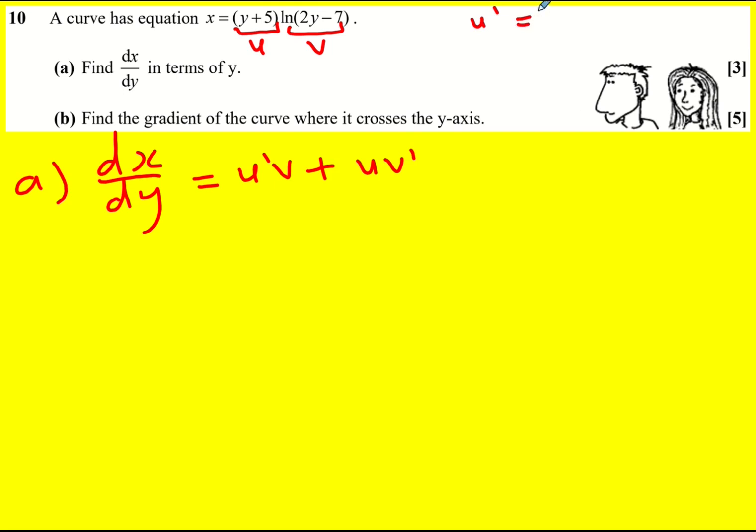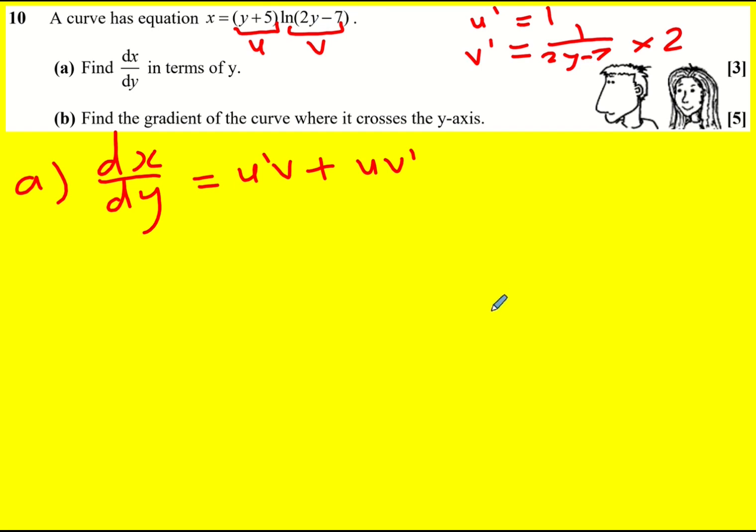Right, well, u prime is just going to be 1. Remember, we're differentiating with respect to y, whereas v prime, I'm differentiating ln now, it's going to be 1 over 2y minus 7, and then I will multiply by the derivative of the inside. So essentially, you differentiate ln as normal, it's 1 over x, in this case 1 over y, in this case 1 over 2y minus 7, and then we are using the chain rule on this, so you multiply by the derivative of 2y minus 7.